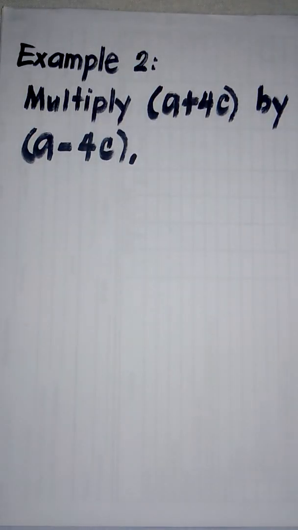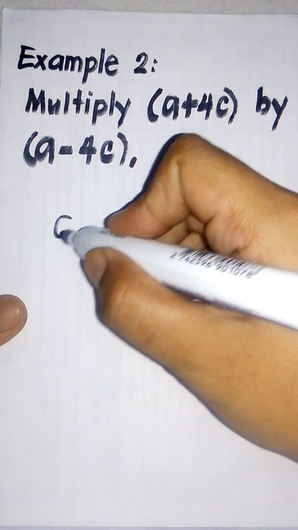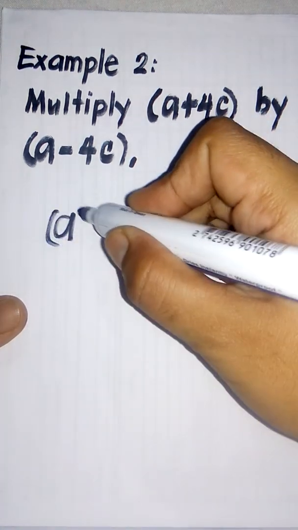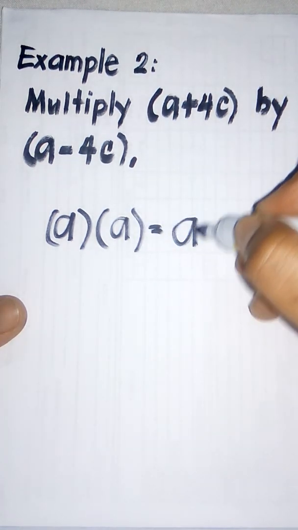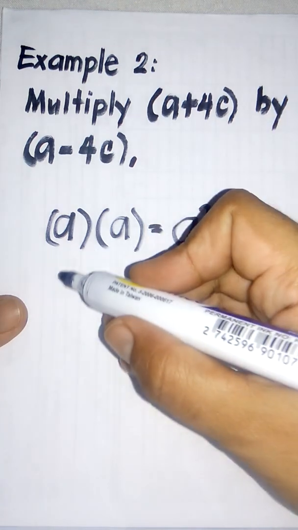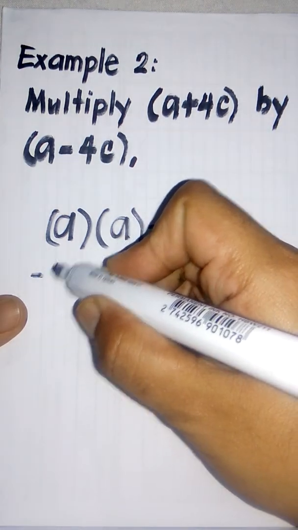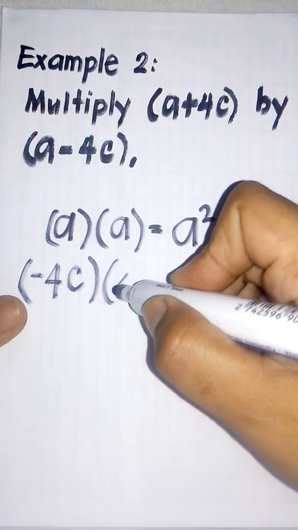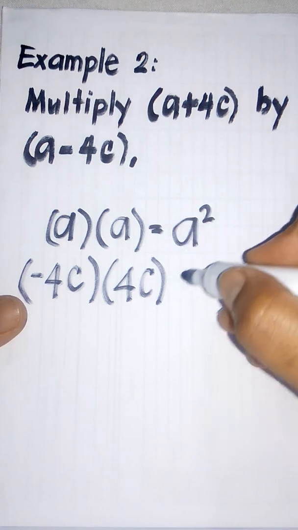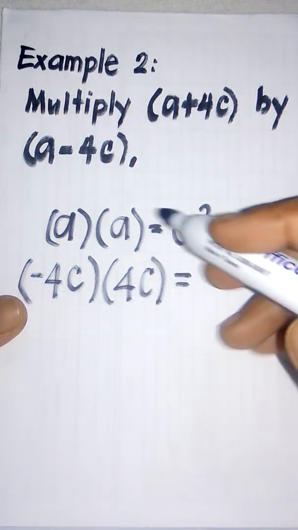Now let's go to another example. This time we will have a numerical coefficient on the second term. The numerical coefficient is 4. Still the process is the same. Get the square of the first term. So we'll have a multiplied by a, which is equal to a squared. And then the last terms, we have negative 4c multiplied by positive 4c. And the answer is negative 4 times 4.